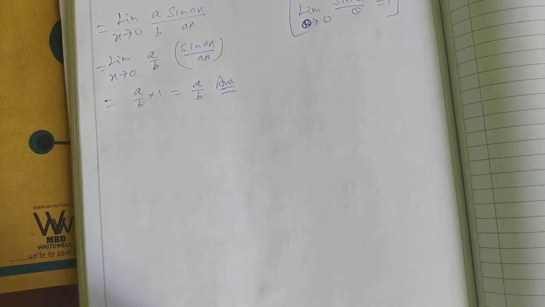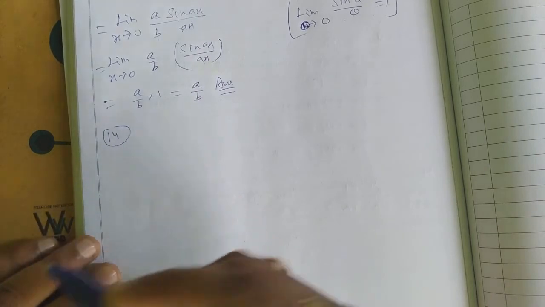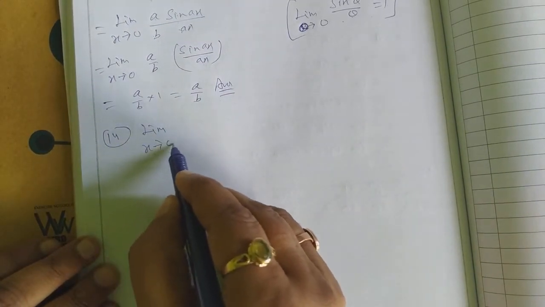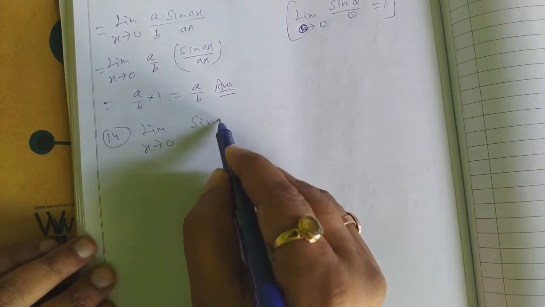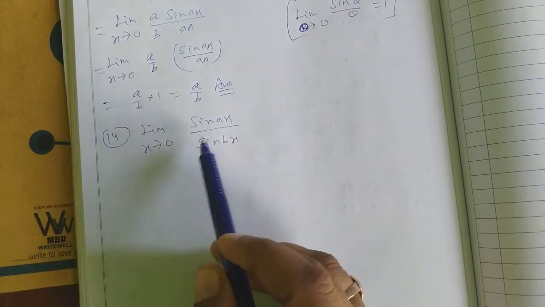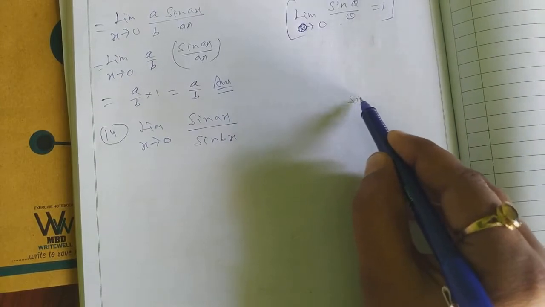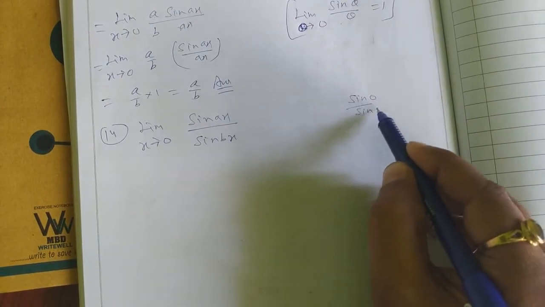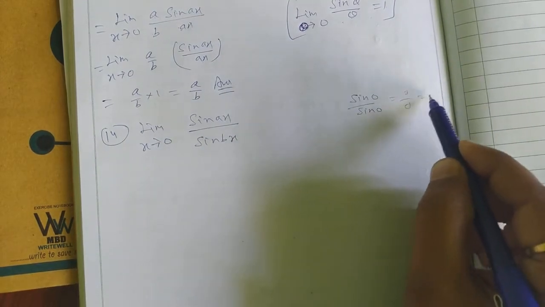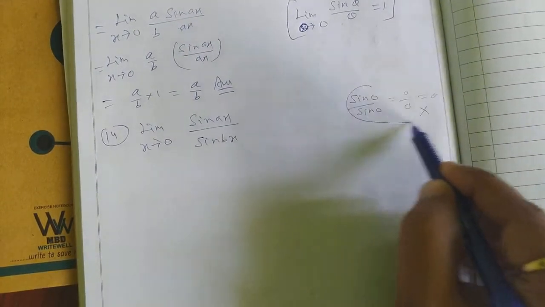Yes student, next we will solve question number 14 here. This is the same as question 13, but the trick will be used twice. Now the question is given: limit x tends to 0 of sin ax upon sin bx. Suppose with the same condition you use the limit directly: sin 0 upon sin 0, the value of sin 0 is 0, so 0 upon 0. This result is indeterminate, but this is not the correct answer.